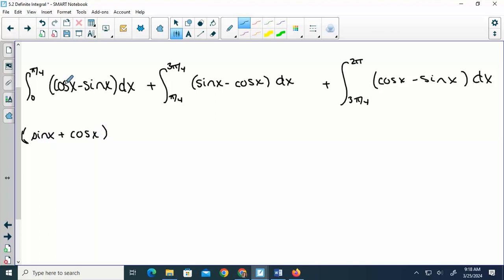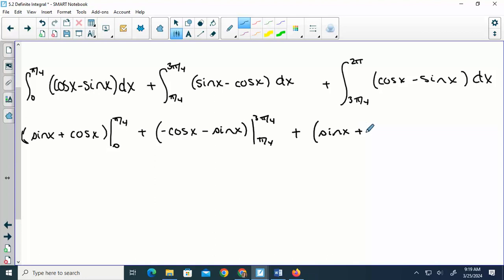And you can check it. Derivative of sine is cosine. Derivative of cosine is negative sine. Right. So here, antiderivative of sine is negative cosine, minus the antiderivative of cosine, which is sine. Okay, antiderivative of cosine is sine, minus the antiderivative of sine, which makes it a negative cosine.